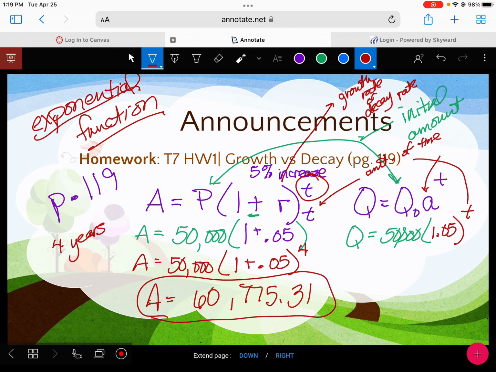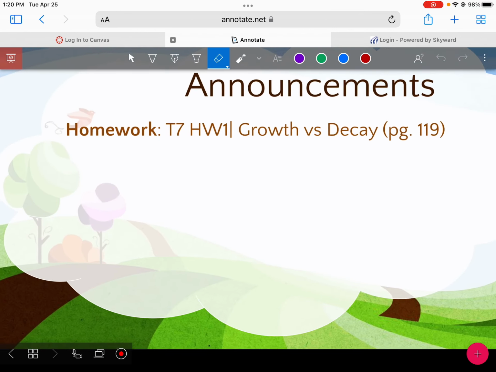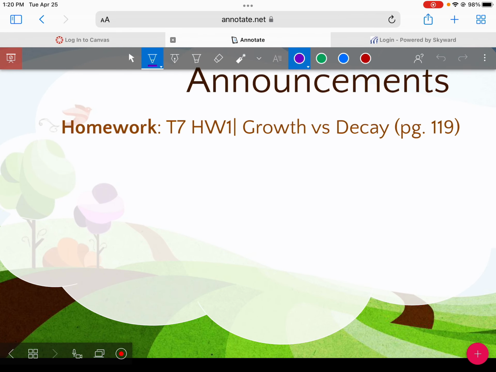Top of page 119. Clear ink. Stop. So the top of page 119, we're going to do number 1 together. Growth versus decay. It says, for each of the situations, set up a table, write a general formula, sketch a graph. We're not doing all that. We're just going to come up with the formula and use the formula.